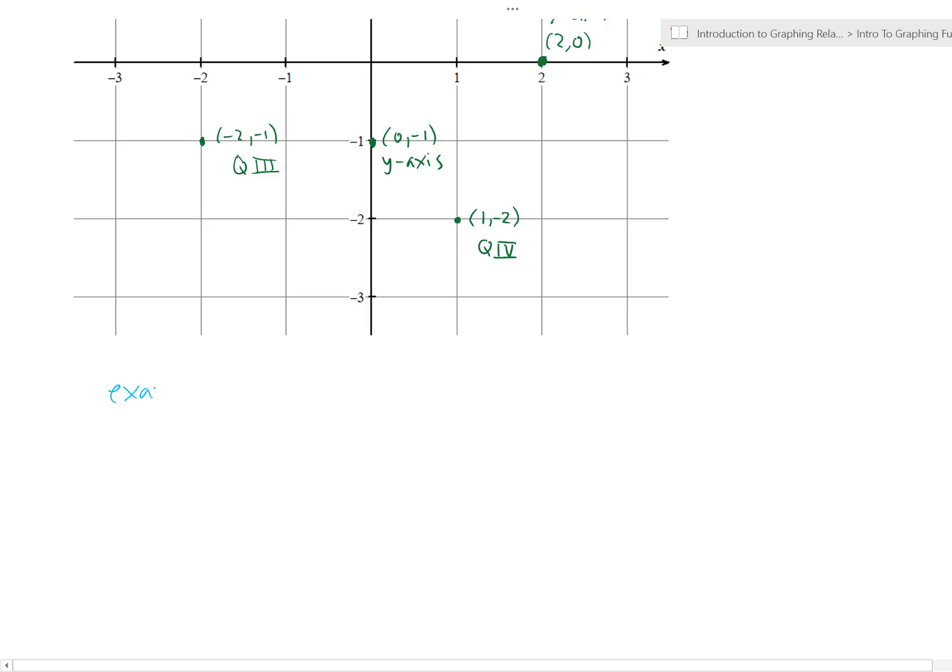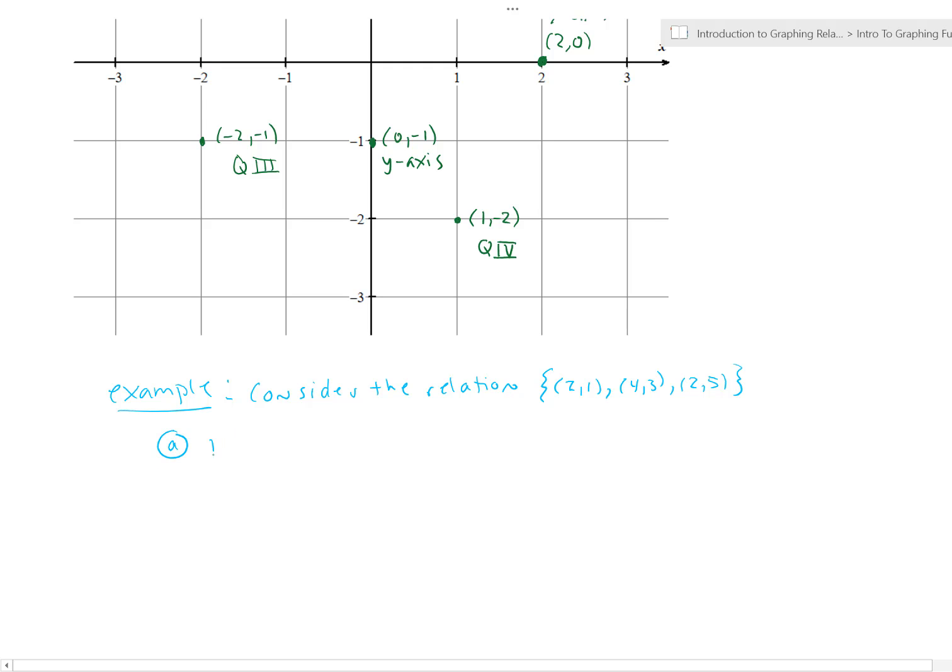Another example here. Let's consider the relation. We'll just make something up. How about we consider the relation, the set of ordered pairs, 2 comma 1, and then maybe 4 comma 3, and then 2 comma 5. So nothing too exciting, but it is a collection of ordered pairs. Question A.